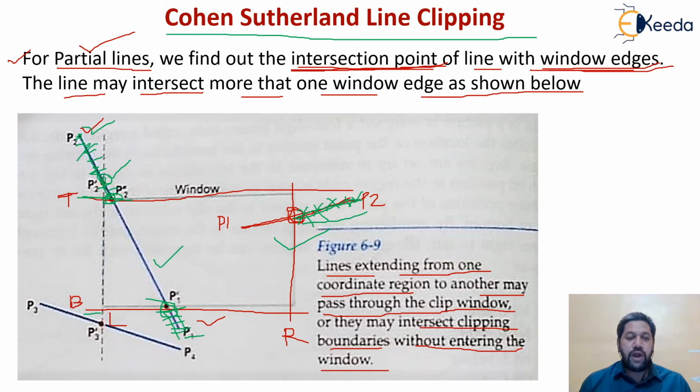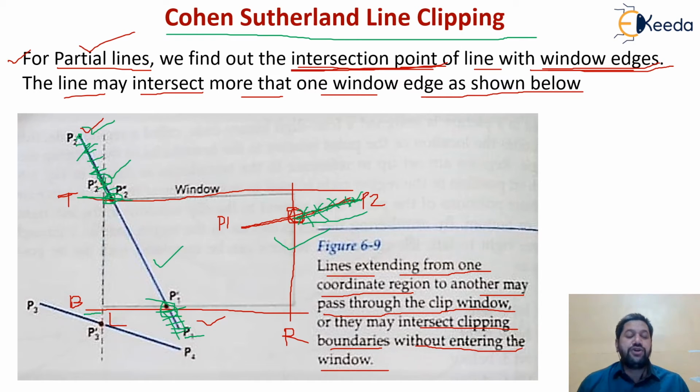In step number one, we have to find out the endpoint codes of the line. In step number two, we have to check the visibility of the line. We have to find out whether the line is totally invisible, totally visible, or partial. If it is totally invisible, the line is rejected. If it is totally visible, the complete line is drawn without clipping.